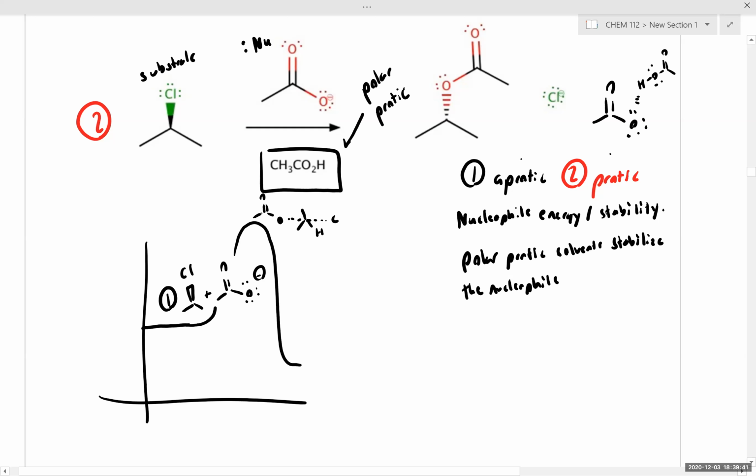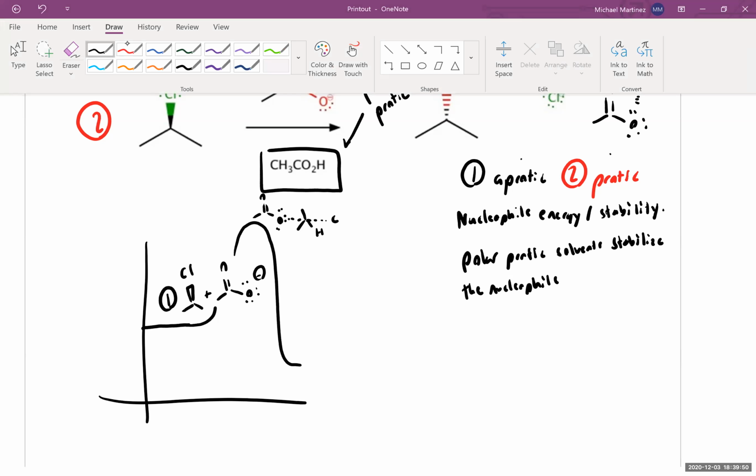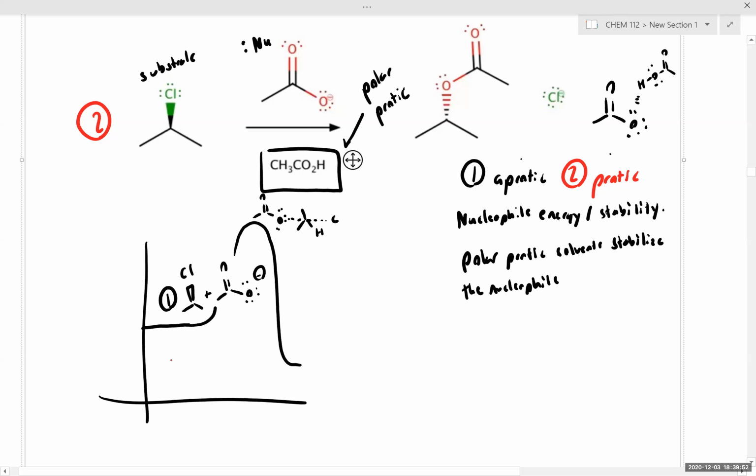I always like to draw things out since it helps me notice potential patterns. Okay, so here's the reaction pathway for an aprotic system. For our protic system, where should I draw my reactants? Should I draw them higher or lower in energy?